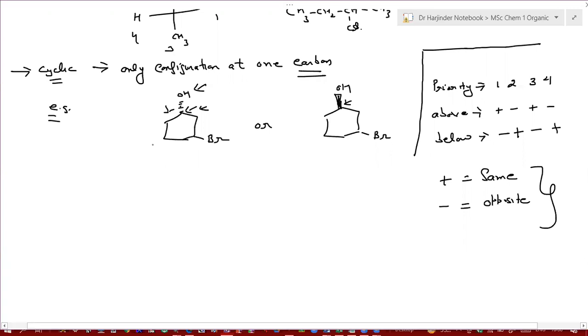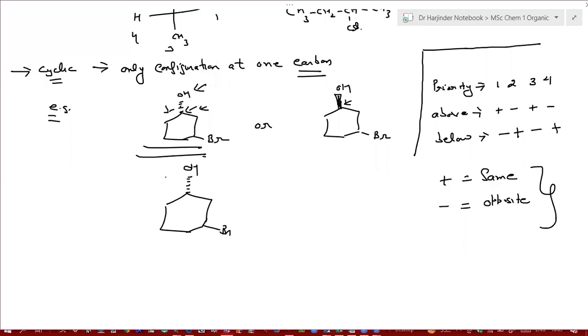So let us see in this case. Here you have the structure, and here you have bromine, and the fourth group is hydrogen. So which group will get number one priority? The fourth is hydrogen. Number one priority? The OH group. This is your chiral carbon here, and four groups are attached. This is oxygen, and oxygen has a higher atomic number, so it will get first priority. Second priority will be given to which side? This carbon.